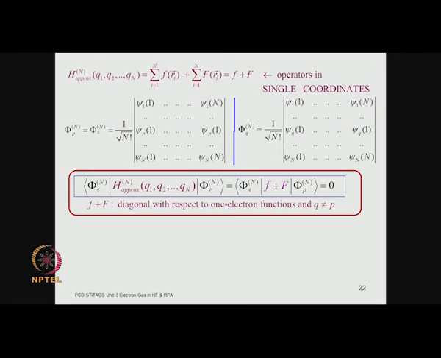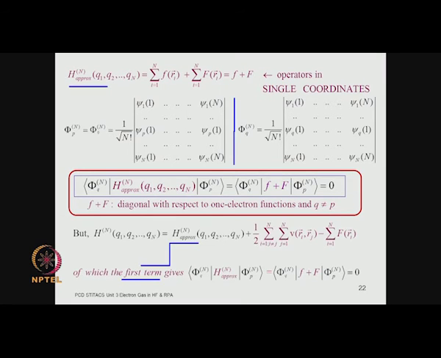So, what we now have is the following, that f plus F is diagonal with respect to the 1 electron functions. We know that q is not equal to p, because we are referring to q as the excited state. So, we know that the first term, which is the approximate Hamiltonian, this term vanishes. So, now the question is, what do we get from the remaining two terms, which is the third and the fourth term? Okay. What are we going to get from that? The first term gives you a 0. What about the second and the third? Okay.